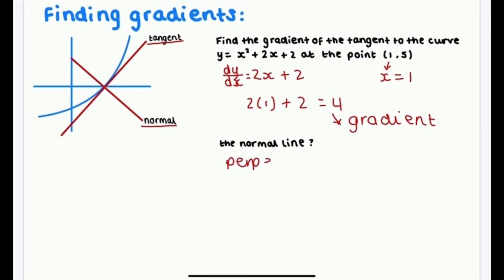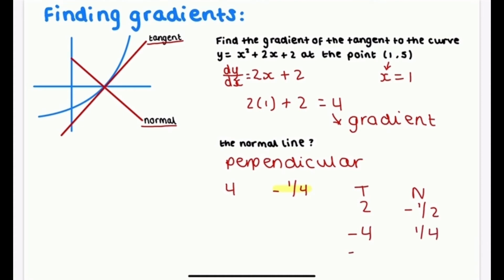Because a normal line is perpendicular to the tangent, to find the gradient we must find the negative reciprocal of the original gradient. So if the gradient of this tangent is 4, the gradient of the normal line is going to be minus 1/4, as this is the reciprocal and it's negative. So if the tangent was 2, the normal would be minus a half. If it was minus 4, the normal would be 1/4. And finally, if the tangent was minus 7 over 2, the normal line would have a gradient of 2 over 7.